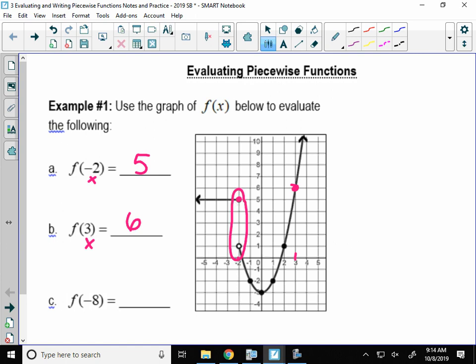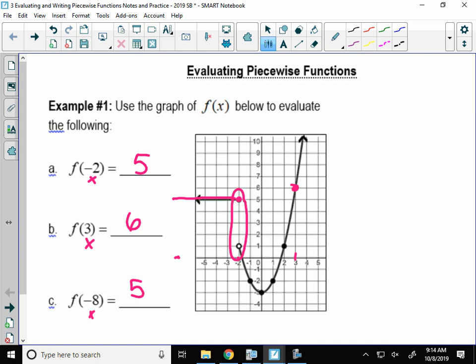Finally, f of -8. Now that -8 is an x, and that -8 is actually not even on the grid here. However, since I have a constant function here, that means the value of 5 is not going to change, and that will be the y value for all the x's to the left of that closed dot.